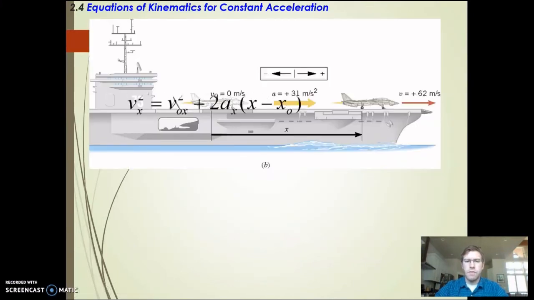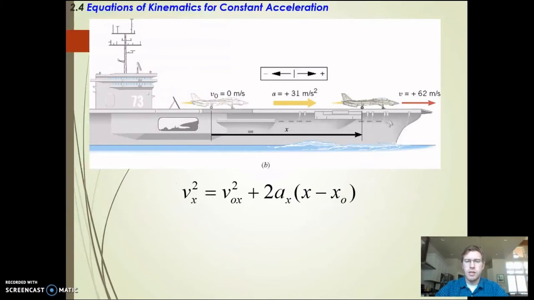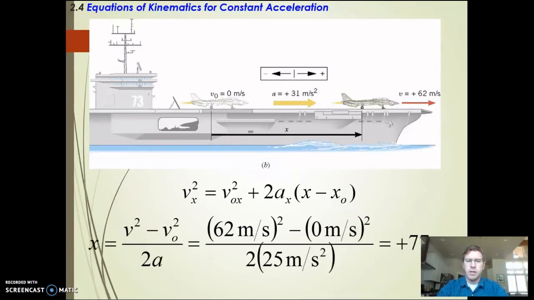So now to try to solve, I want to pick the equation of motion that does not involve time, since I don't know the time, and instead use this third equation of motion. Since we know both velocities and the acceleration, we can easily solve it for our final position, which becomes the difference of the squares of our velocities over 2a. Plug in our values and we get, look at this, boom, box worthy. 77 meters is the minimum length of the aircraft carrier.